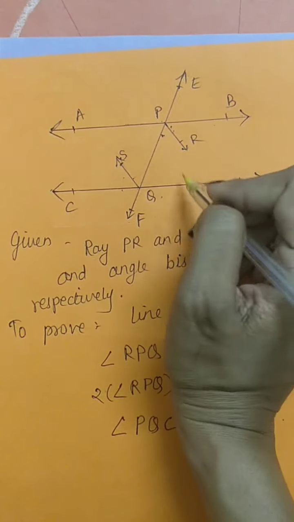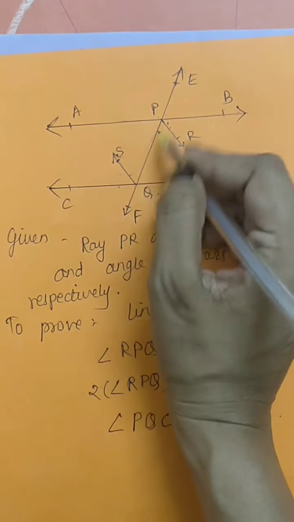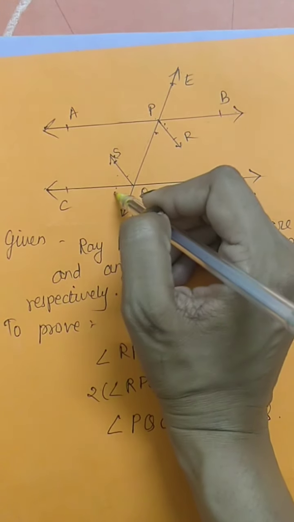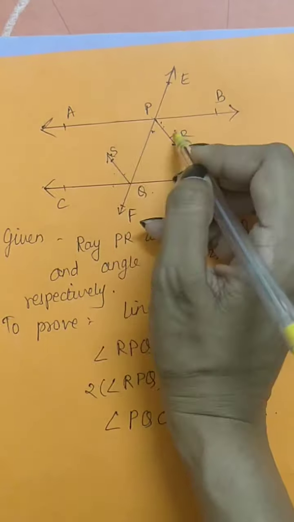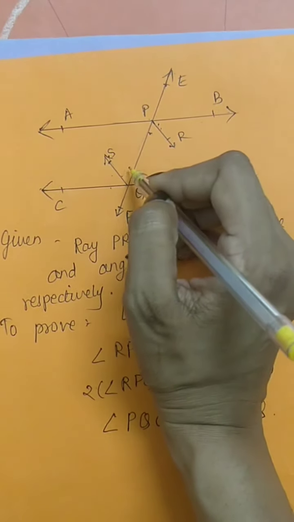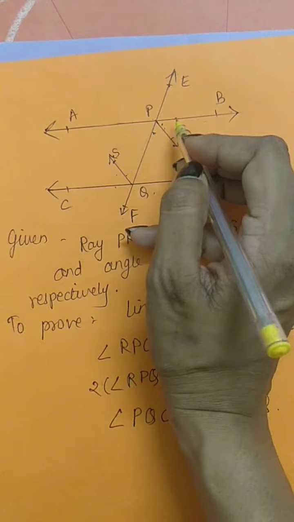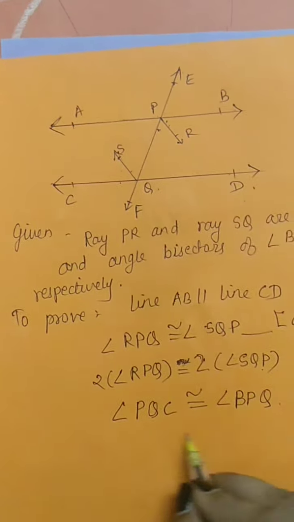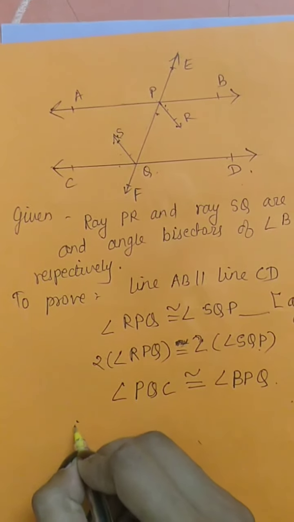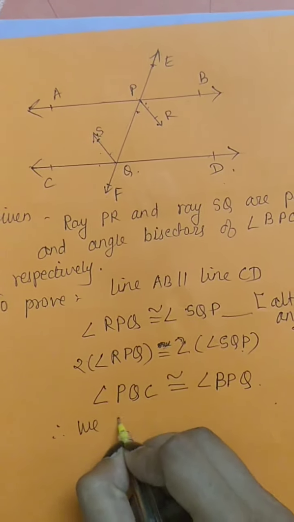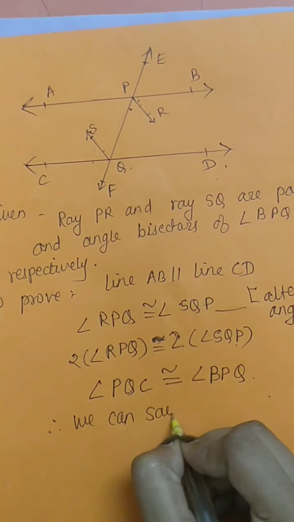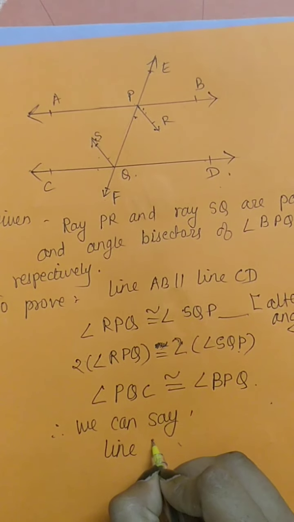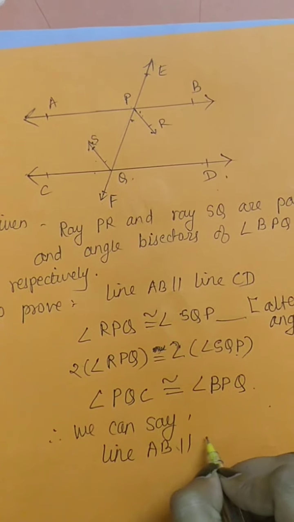Okay, if you observe this diagram carefully, this line and this line, and there's one transversal. Okay, if this is congruent to this, they are on the opposite sides of a transversal. These two are alternate angles, and if they are congruent, we can say that these lines are parallel. They are congruent, therefore we can say, I hope you have understood this line. It was very easy. AB is parallel to line CD.